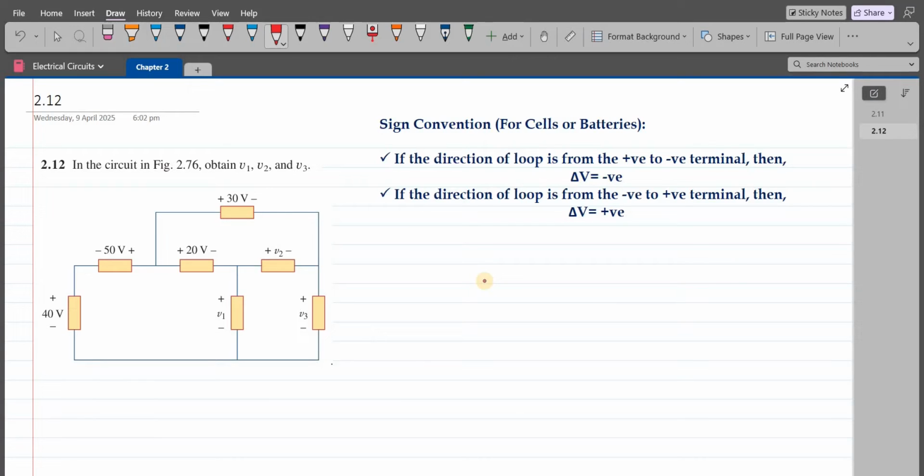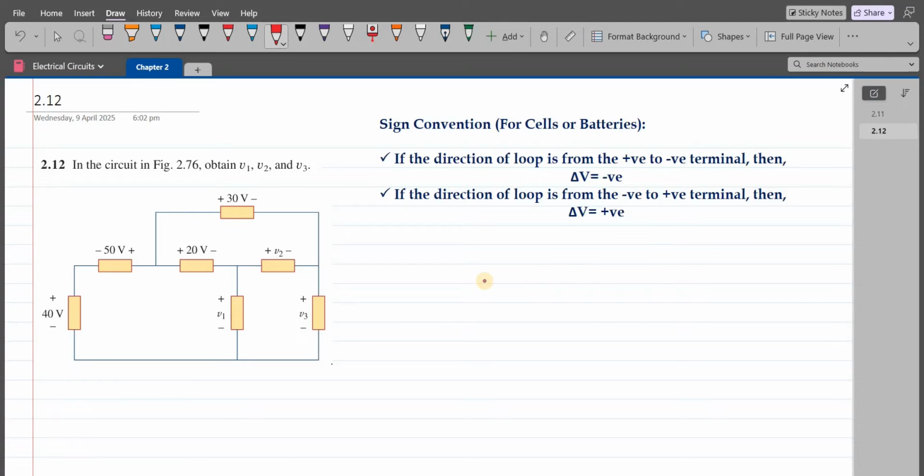In this video, we will solve problem 2.12 from Alexander and Sadiku, Fundamentals of Electric Circuits, 5th edition. According to this problem, in the circuit in figure 2.76, we have to obtain V1, V2 and V3. To solve this problem, we will use Kirchhoff's voltage law, also known as KVL in short.